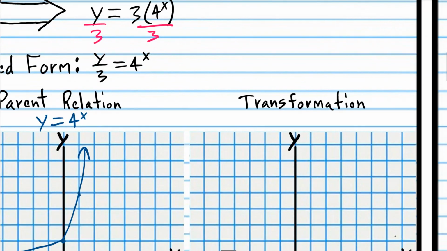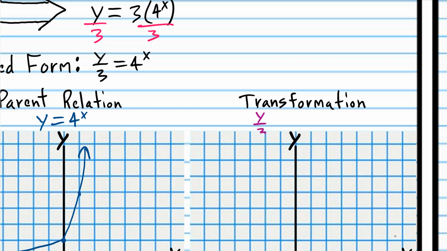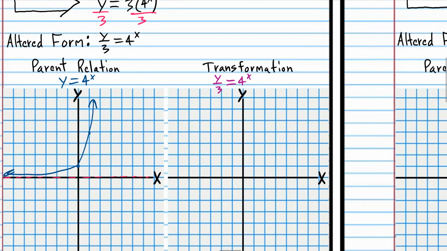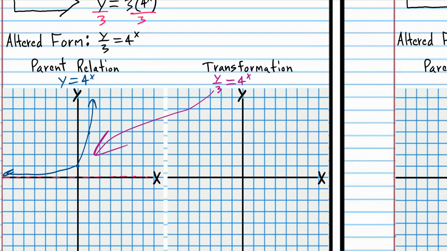And the equation we're trying to graph is y over 3 is equal to 4 to the x. So we just take all the y values in the previous graph and multiply by 3. Remember, it's the exact opposite of what you would think. We multiply, we don't divide.